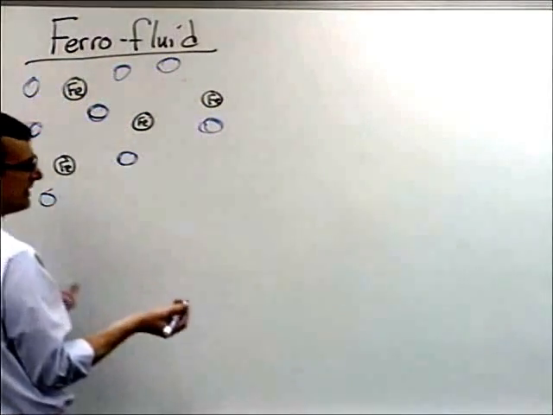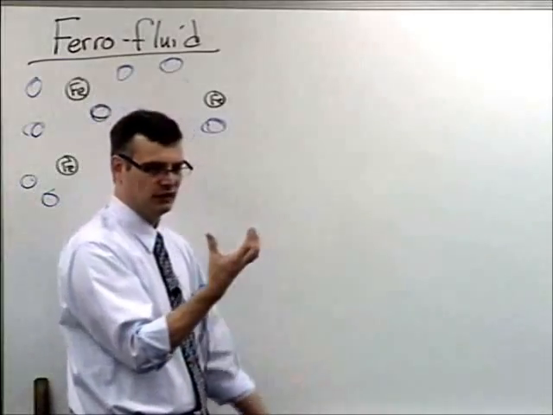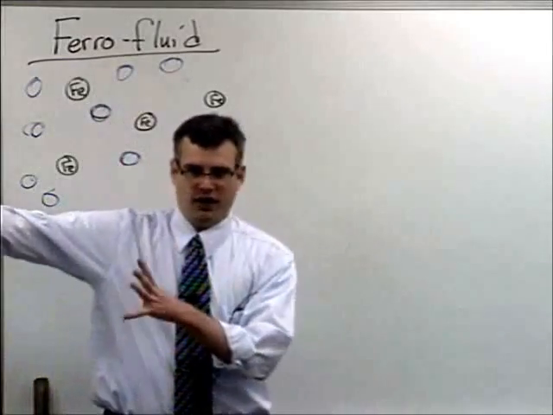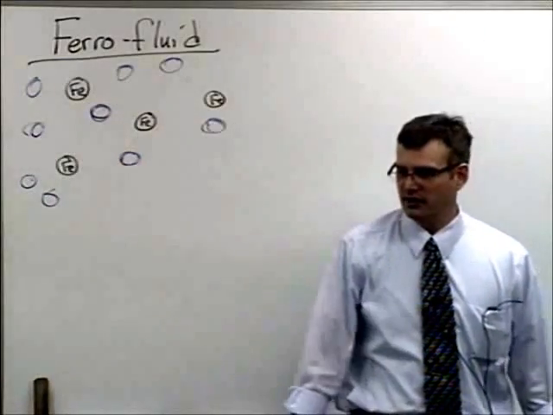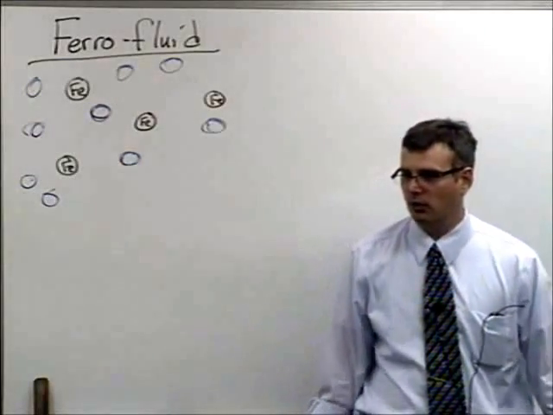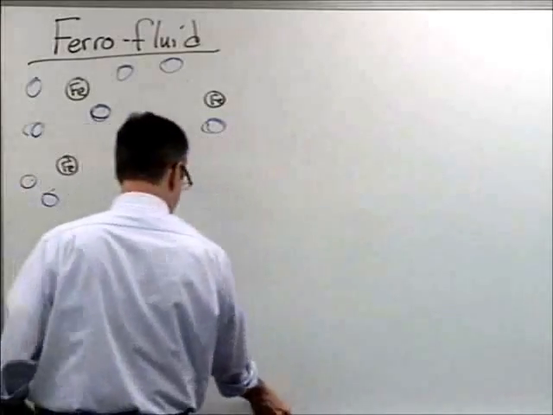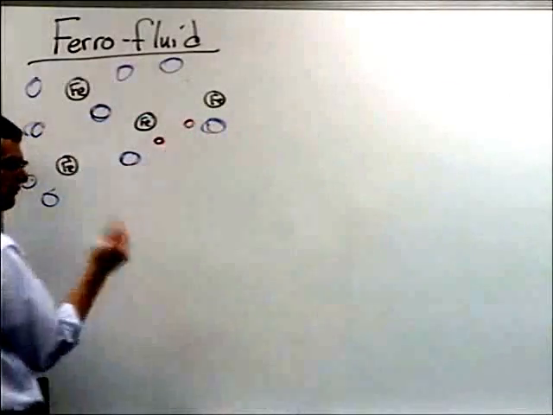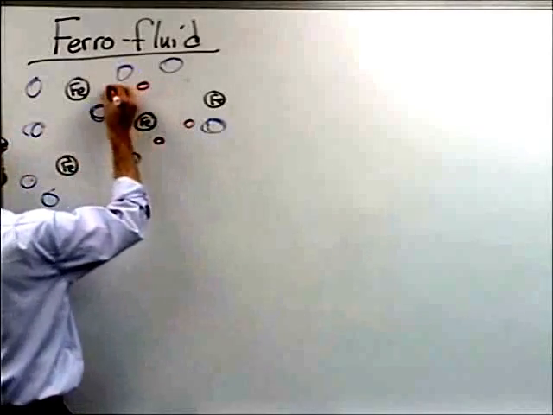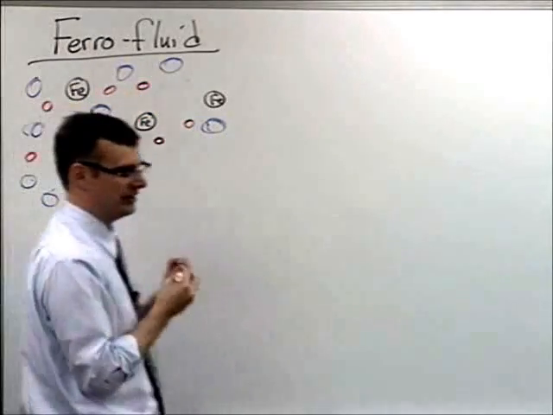And normally this type of material would be pretty boring, because if you put a magnet up to this fluid, what would happen? All of the iron particles would go to the side of the magnet, and then you just have oil left over. Boring. So instead, if you add some surfactant, and a surfactant molecule is something that has basically two types of bonding hands to it.